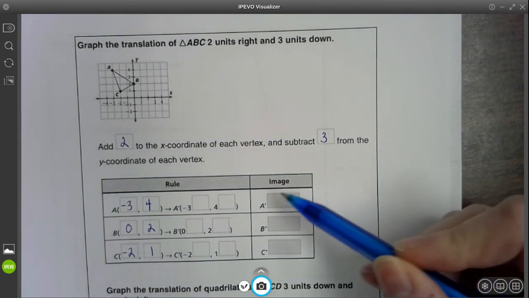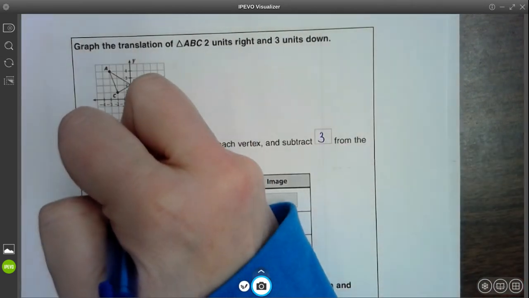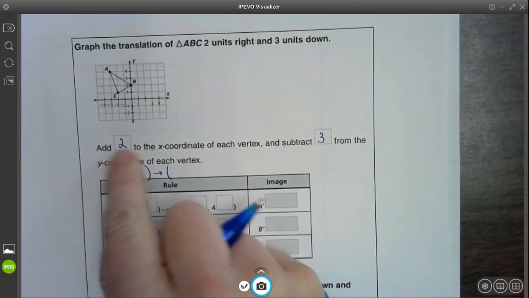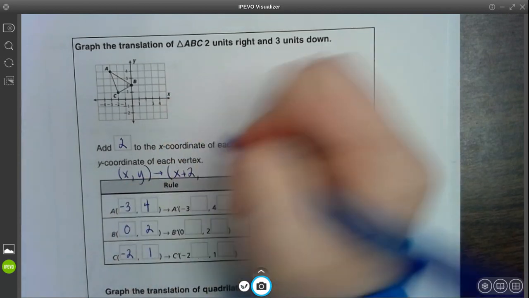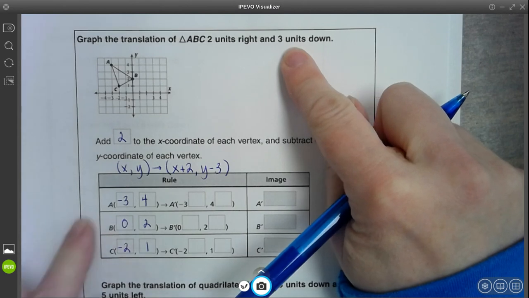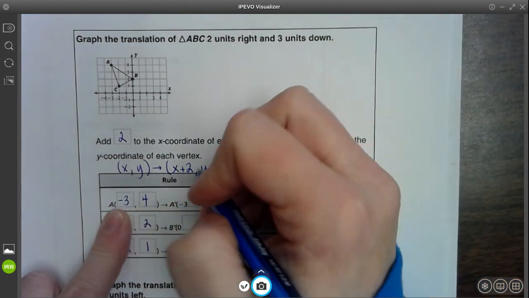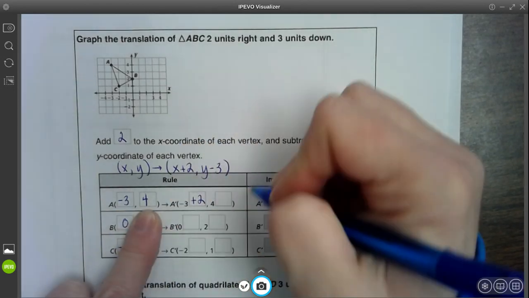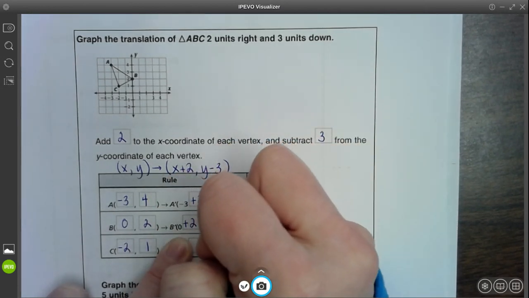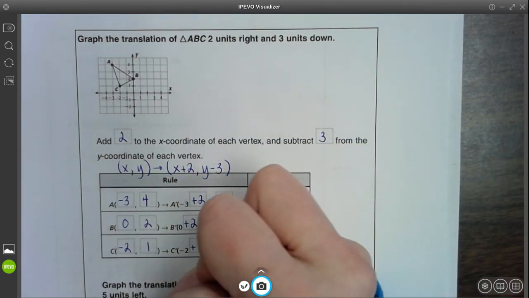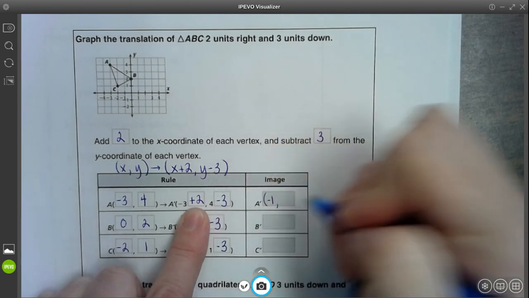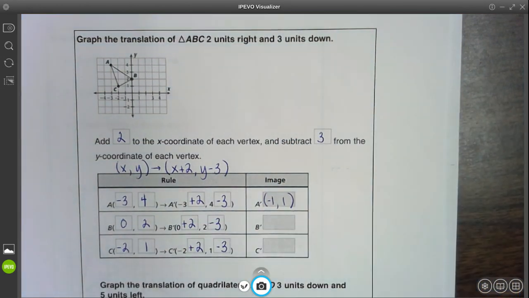Now I'm going to apply the rule. The rule that we're using is we take the x and y, and we're going to be adding 2 to the x-coordinate and subtracting 3 from the y-coordinate because it's 3 units down. So here we go. Negative 3, we're going to add 2, and 4, we're going to subtract 3. Each time we add 2 to the x and subtract 3 from the y. Negative 3 plus 2 is negative 1, and 4 minus 3 is positive 1.